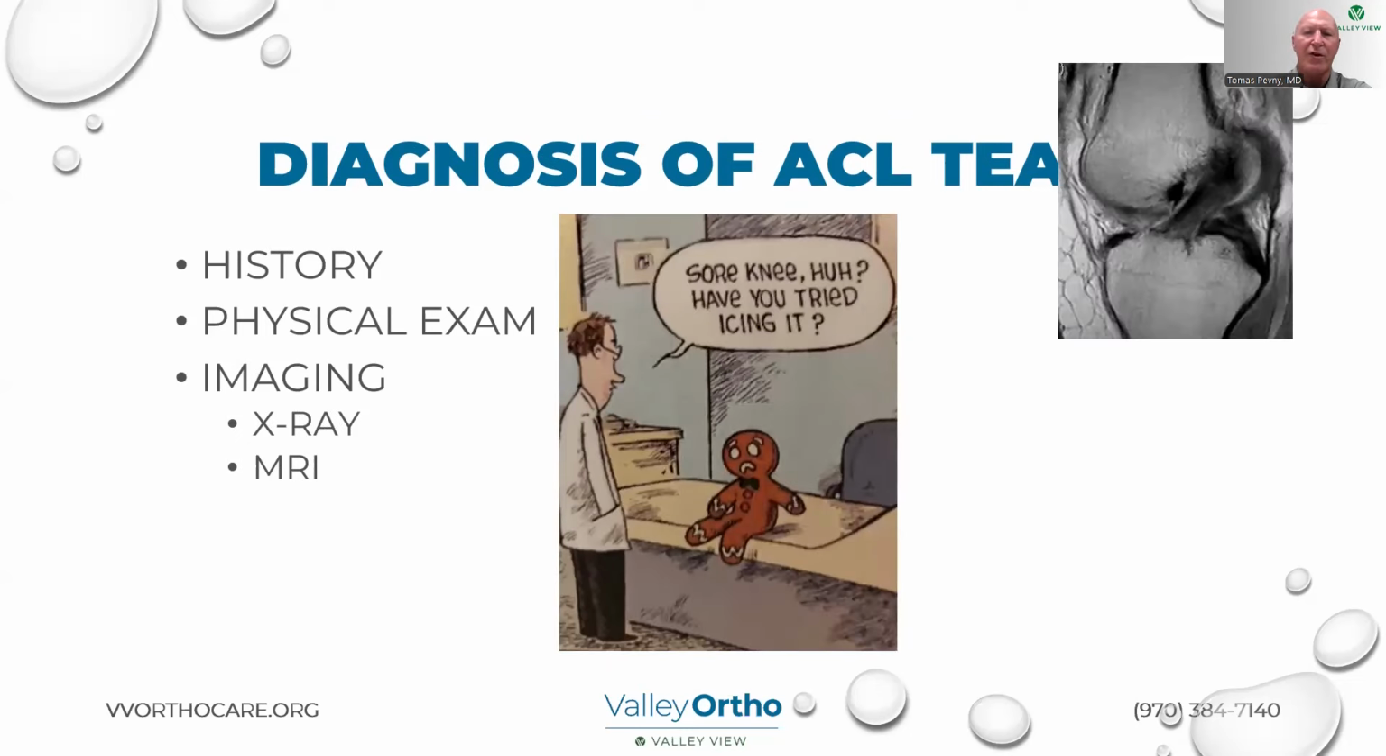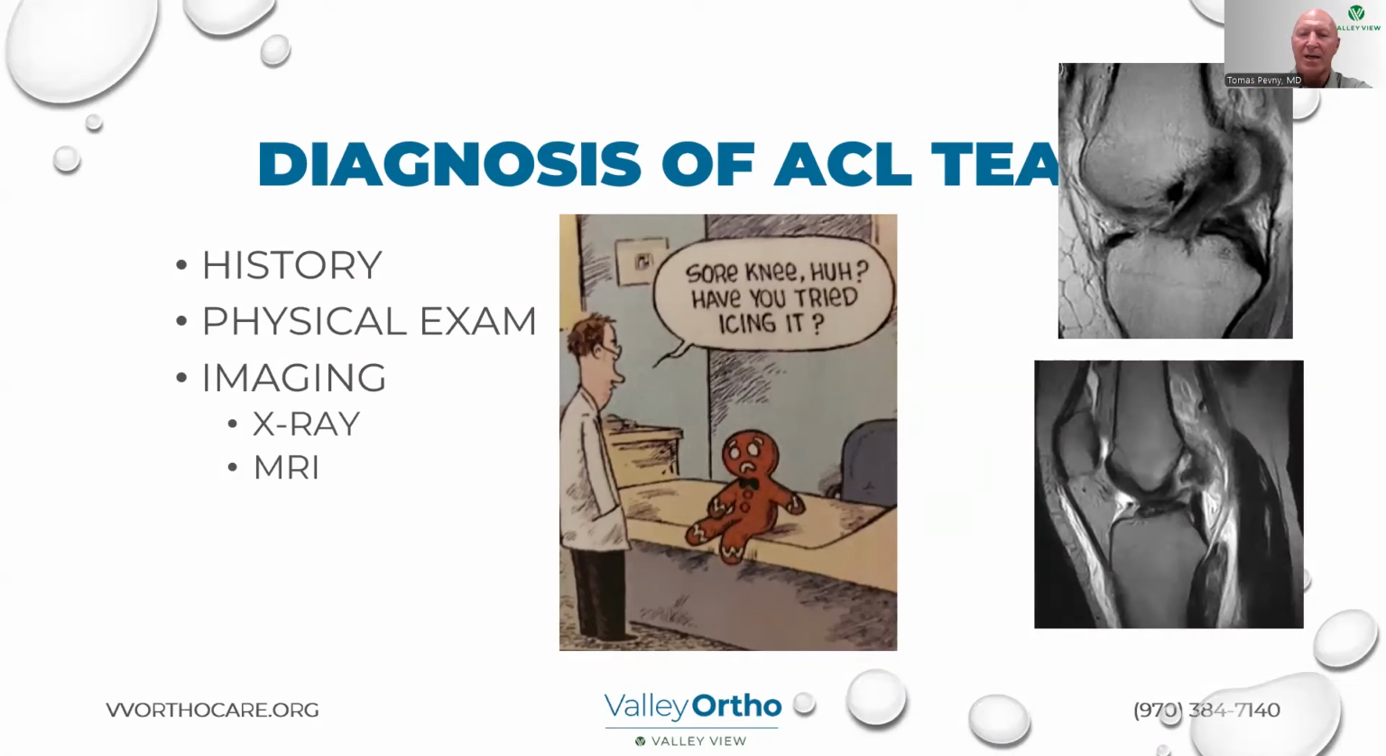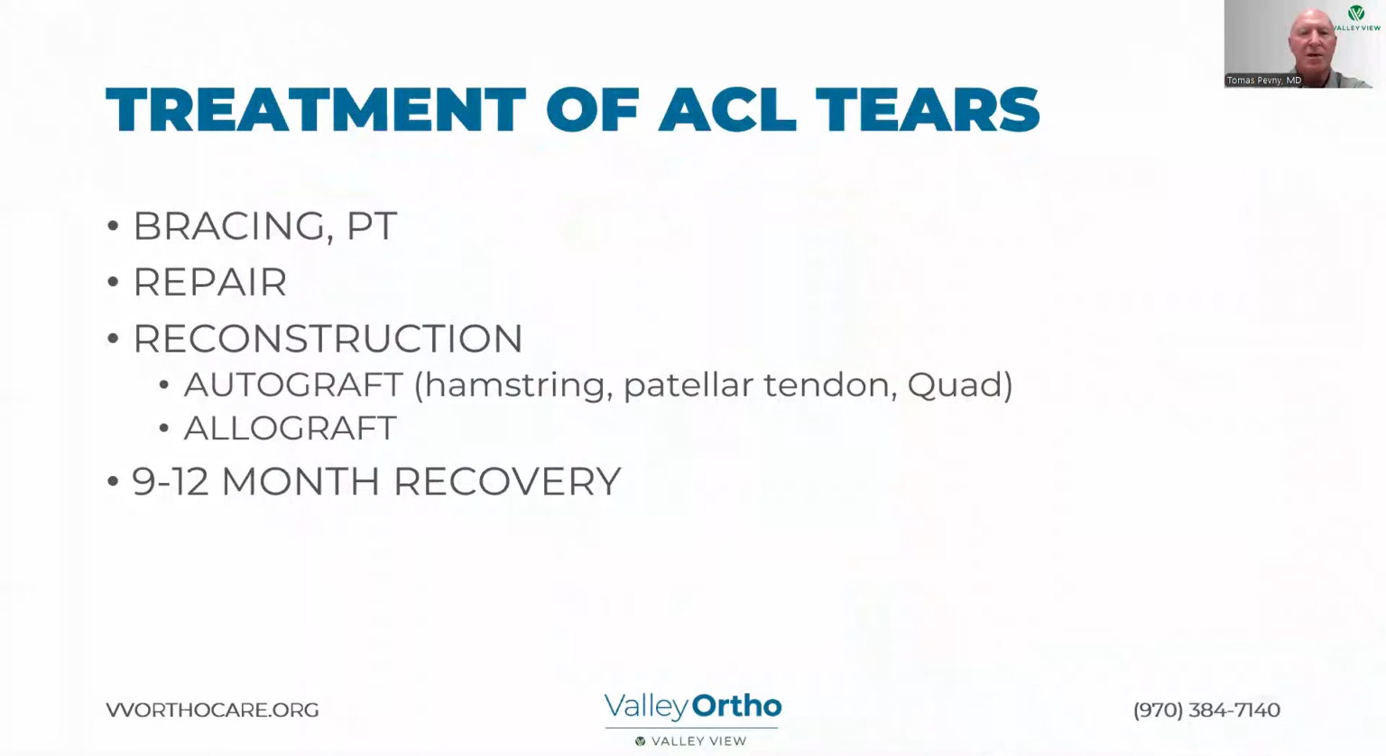So this is an MRI of a normal ACL. Again, looking at the knee from the side, and you can see how it connects the femur down to the tibia. A torn ACL would look like this, where some of the fibers are here and here, but you just don't see that continuous ligament like you do in a normal ACL.